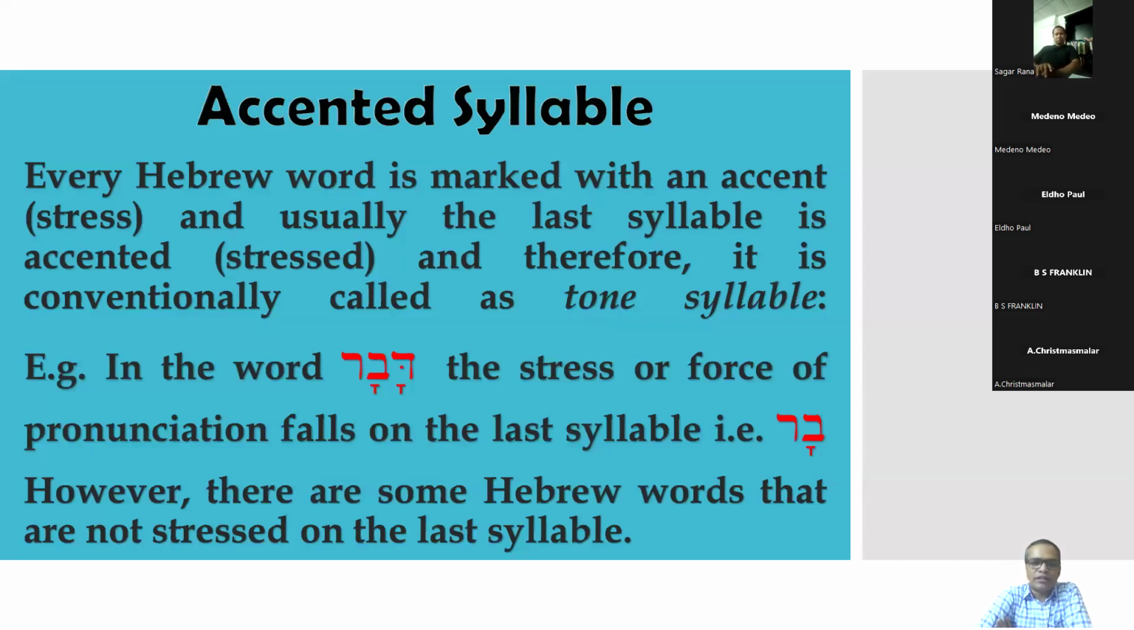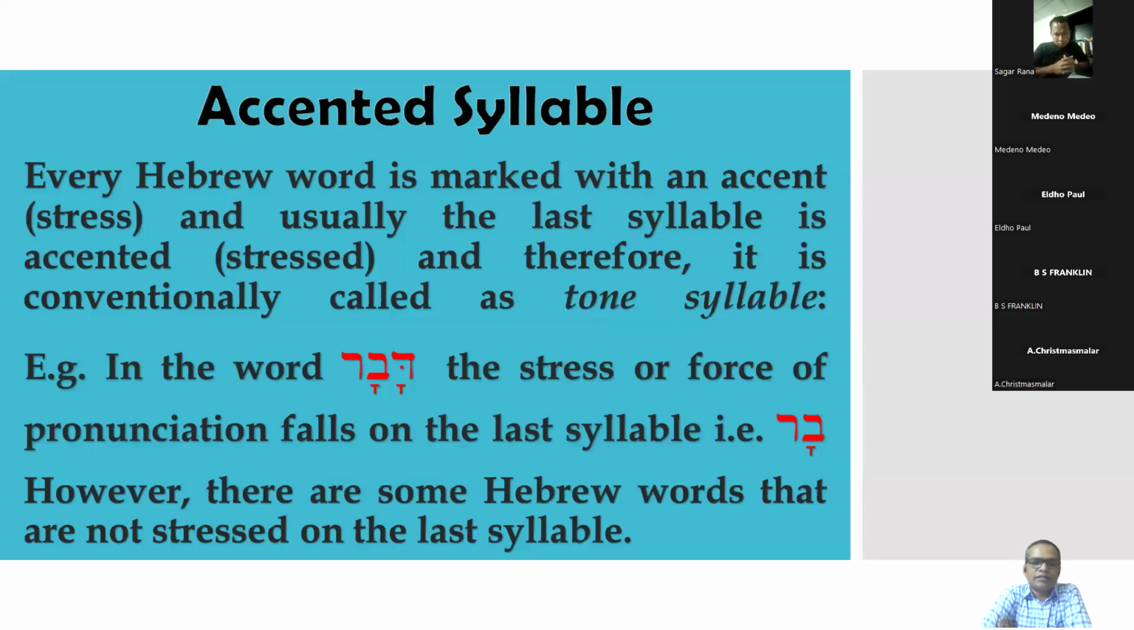We haven't learned about syllables yet, but let me give you some idea about it. If you look at this word here, davar, there are two vowels. Since there are two vowels, there are two syllables. Da is one syllable and var is another syllable. Here you see Dalet, Kamets, Bet, Kamets again, and Resh. You don't see any other signs.